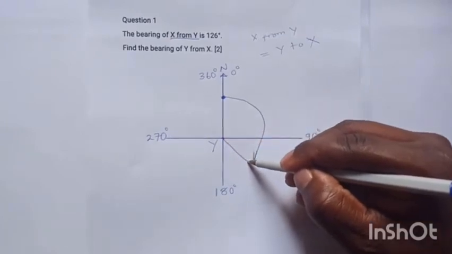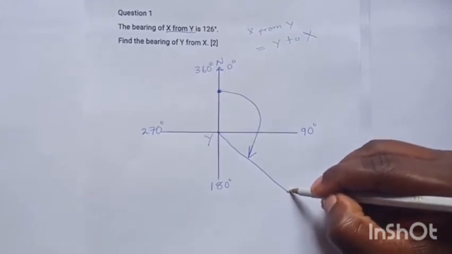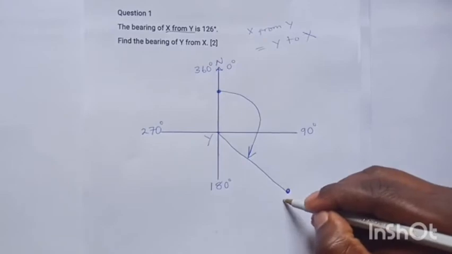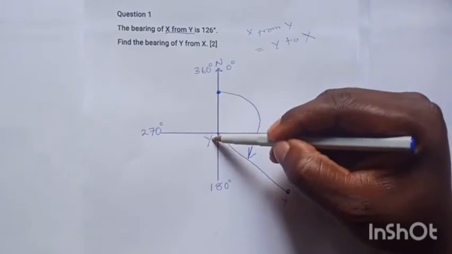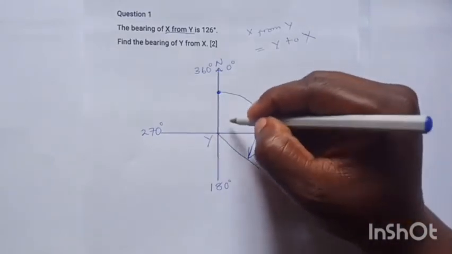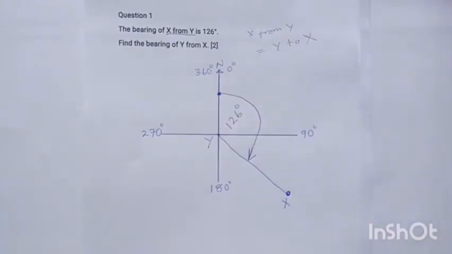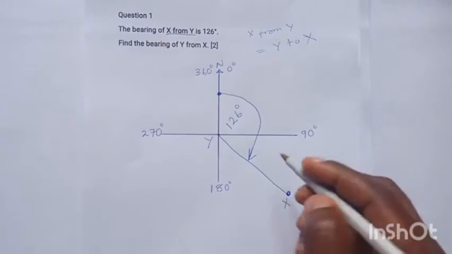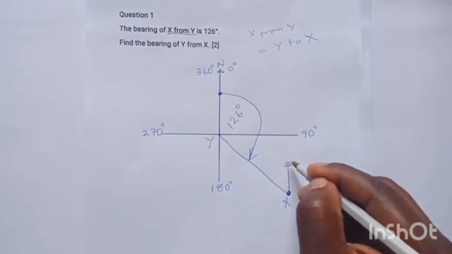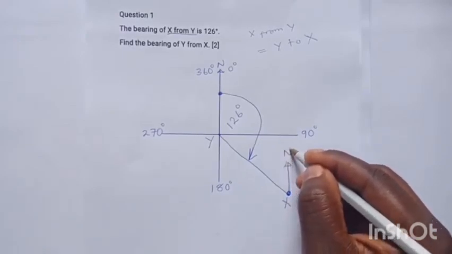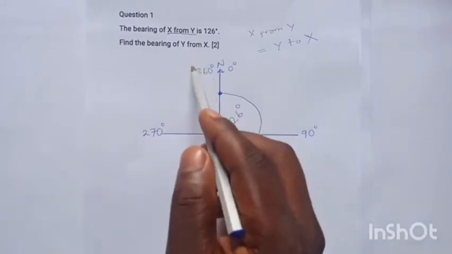to touch this arrow. At the end point of this straight line, you denote x, since we are moving from y to x. So this is y, and this is x. And this arc, or this arrow, is representing 126 degrees. Right. So you have to place a north pole at point x, which would then help you to find the required answer. So we now move on to the question.